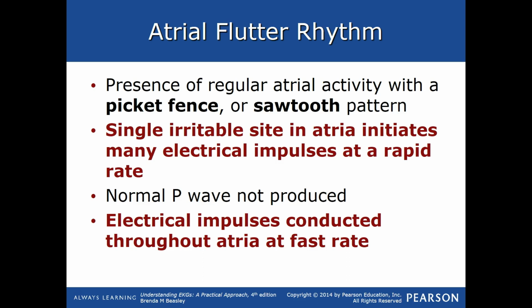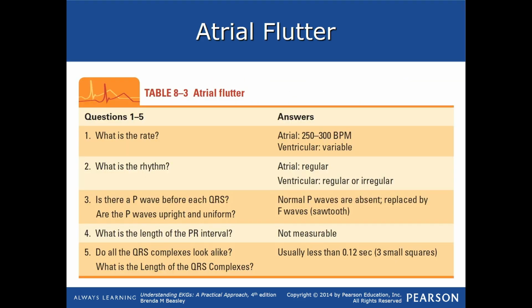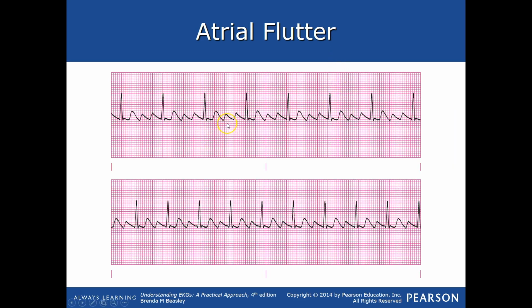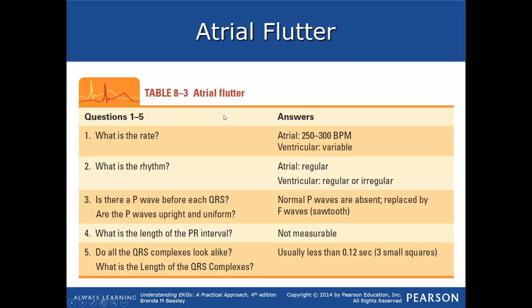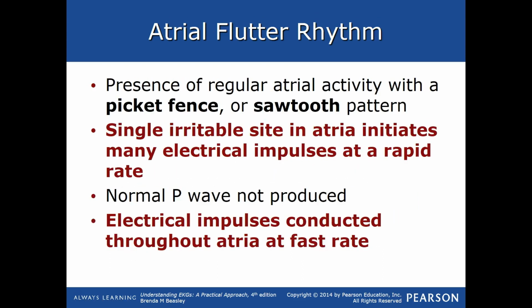So atrial flutter is the next thing that we'll talk about. These are two words here, picket fence as well as sawtooth pattern. Those are two things to remember when you're looking for atrial flutter because they do represent that. So you can see here we're talking about a picket fence or a sawtooth, and it's very distinguishable when you compare it to your other rhythms.